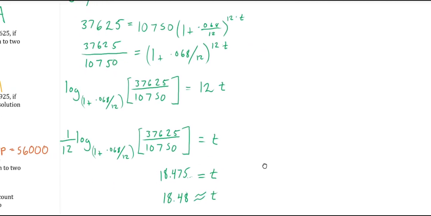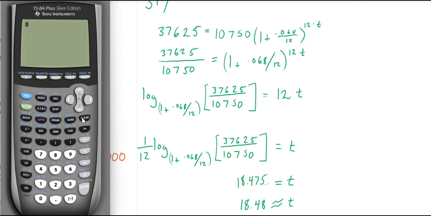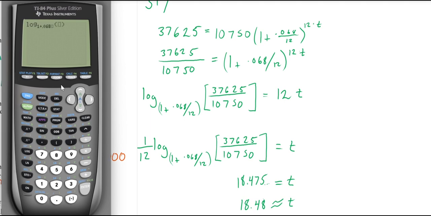We could type this into a calculator and evaluate t approximately. Let's see what that would look like. So I'll use the log base command. Into the base, I will put 1 plus 0.068 divided by 12. And then into the argument, I'm going to put 37,625 divided by 10,750. Closing my parentheses, we press enter, and dividing this by 12, we get our answer.